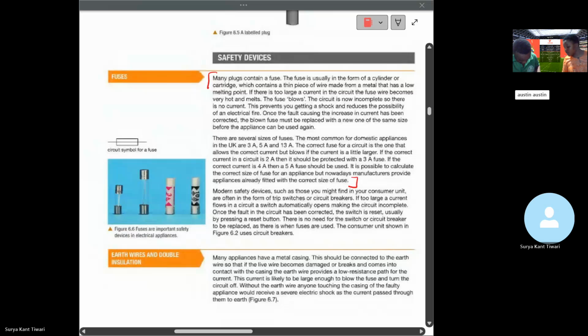So let me check if I have it here. I don't have it here. This is a fuse. Inside there are resistors. So this is a fuse. There's a resistor. Can you bring it in the camera? Can you keep it properly so that I can see?